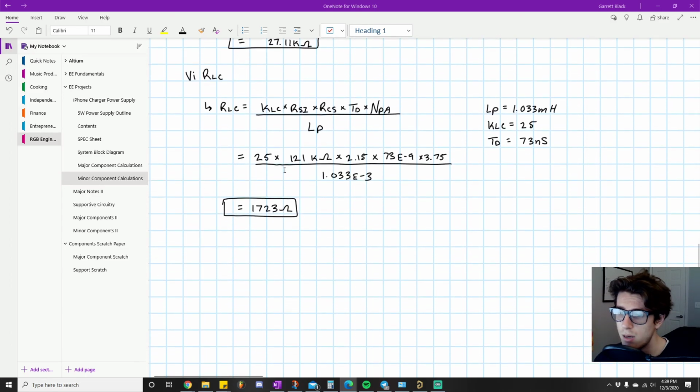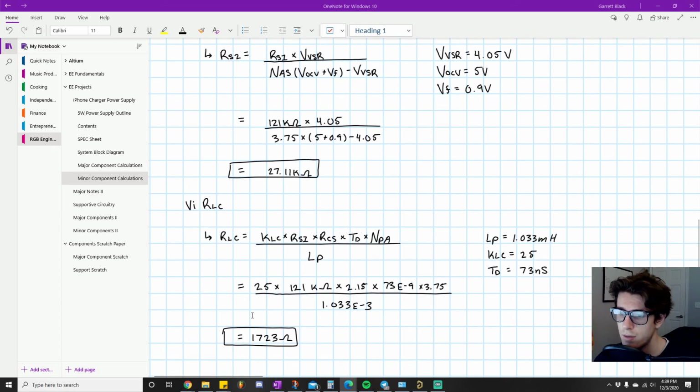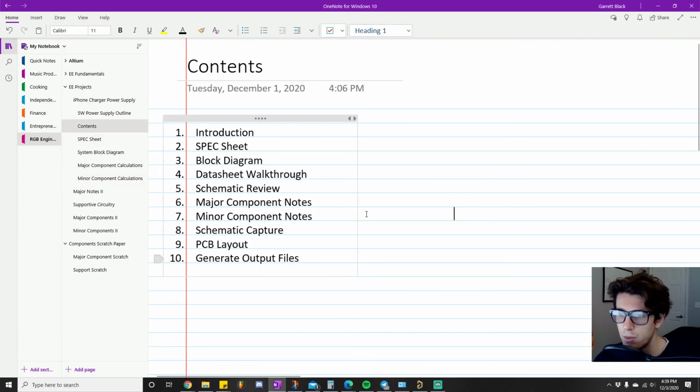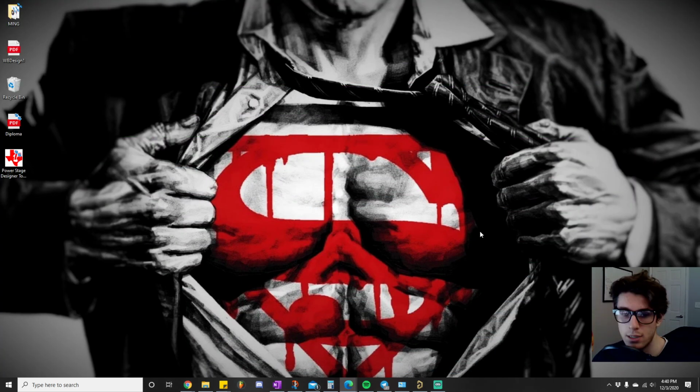With the conclusion of solving for this value, we're actually done now with all of the minor component calculations. Referring to my little flow sheet here, granted I'm filming this video out of order, next up is going to be the actual schematic capture. I'll take you through that part and walk you through how I do that. It's pretty self-explanatory, but just so you can see how I do things, I wanted to feature it. So that's going to be the next part.